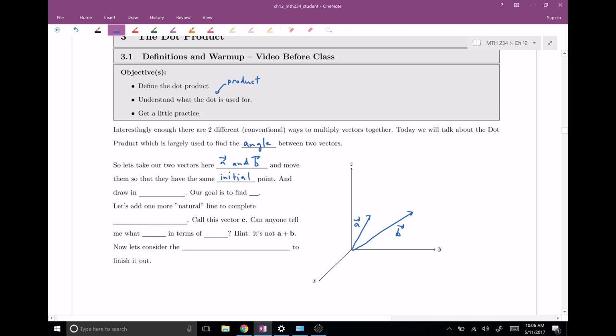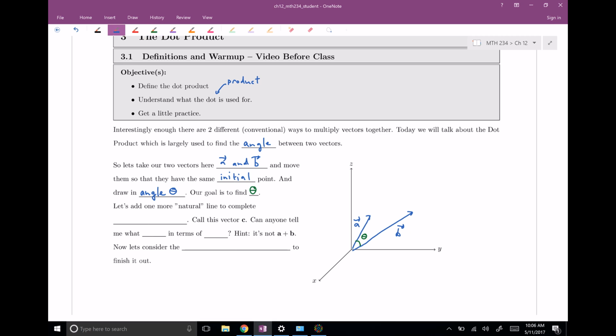I made them position vectors. They start at the origin, all that good stuff. But if they didn't for you, move them so they have the same initial point. And then again, my goal is to find the angle between them. So I'm going to draw an angle theta, the angle between these two vectors right here. And my goal is to try to find this theta.